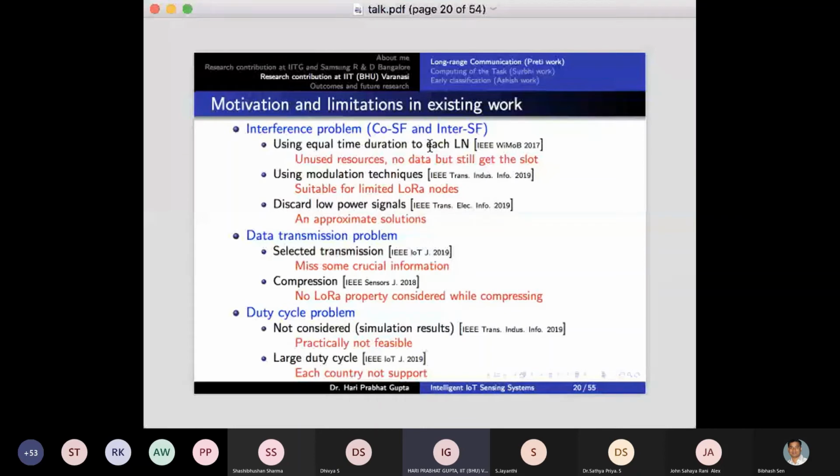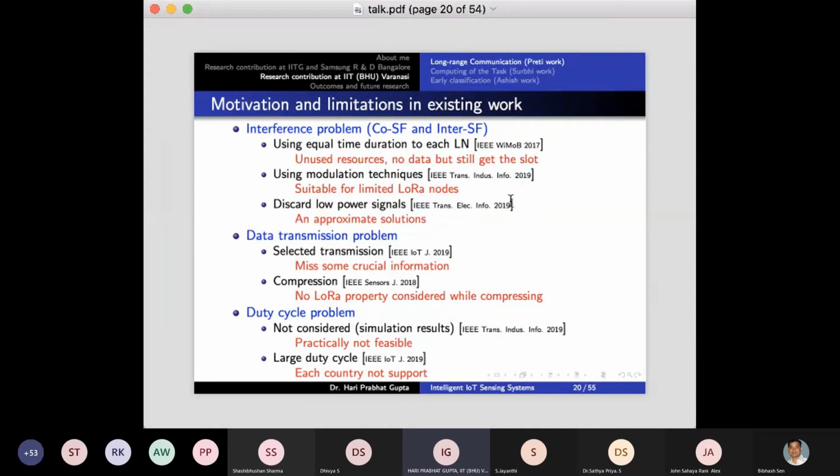But the drawback of this approach is that, if I have no data but I still have a slot, I have the slot even though I have no data. Another person has the data but has no slot. They have the duty cycle, the network is free, everything is there, but they are not able to transmit because they have no slot. So those types of challenges are there in the 2017 paper.